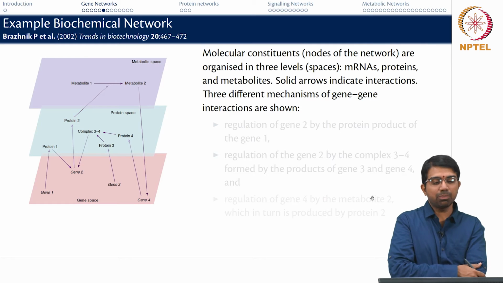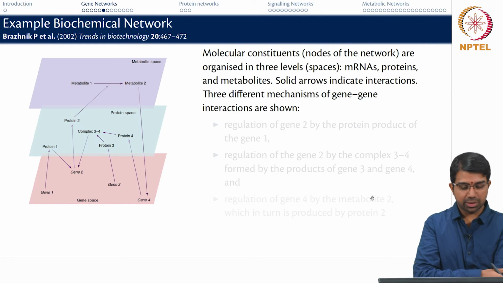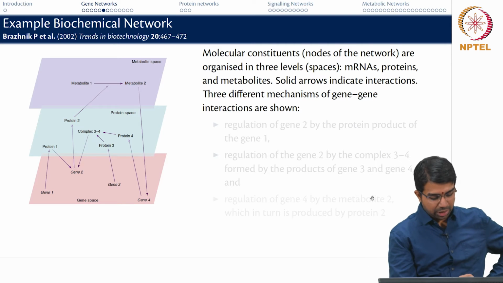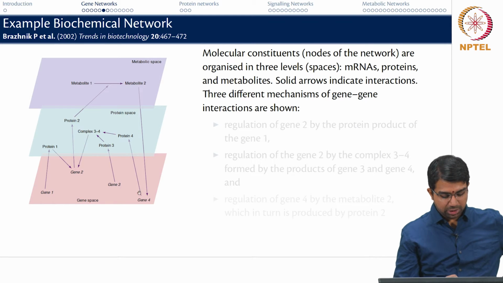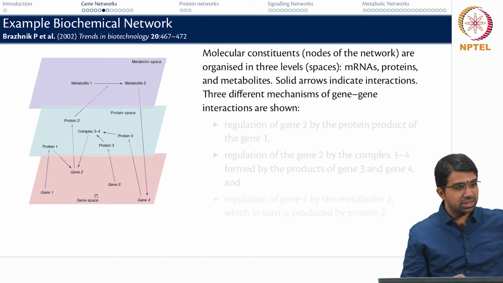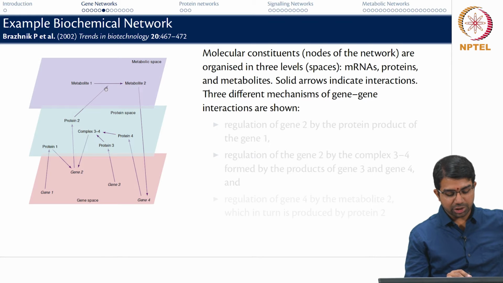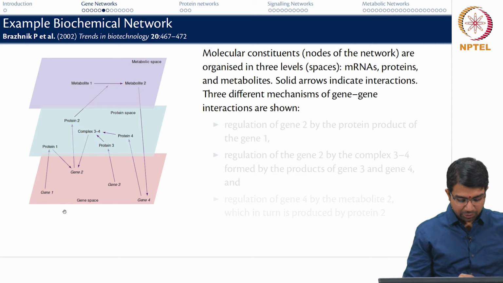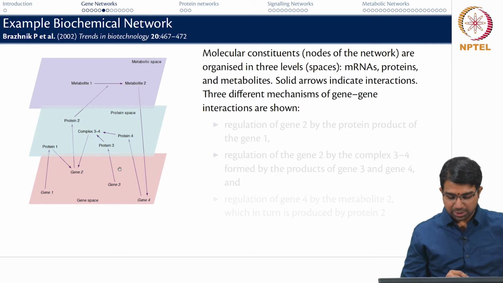So, let us look at a simple biochemical network here. You have a bunch of genes: gene 1, gene 2, gene 3, gene 4. This is what you can call the gene space, and then you have the proteins that these genes encode for, followed by a metabolite reaction, an enzymatic reaction that protein 2 catalyzes. You can think of these as either genes or their mRNAs.